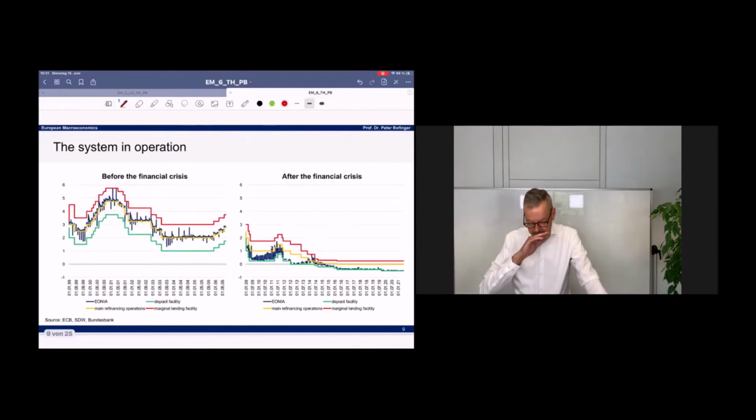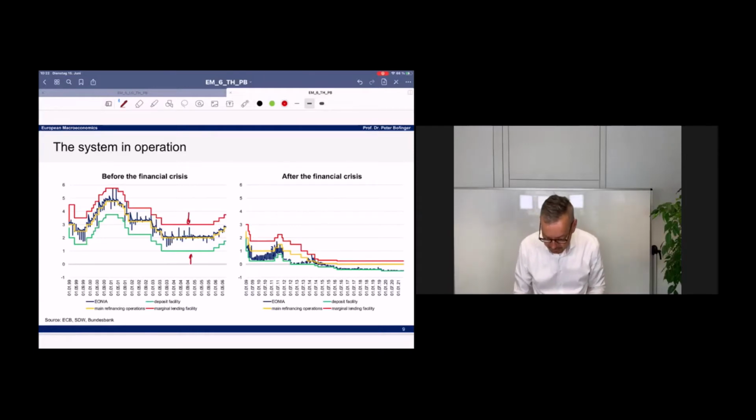So here we can see this system in operation, and we have two different periods: the period before the financial crisis and the period after the financial crisis. In the period before the financial crisis, we can nicely see these corridors, the marginal lending facility, the deposit facility, and we can see the blue line, the EONIA, fluctuating a little bit, but more or less in line with the yellow line, which is the main refinancing operations.